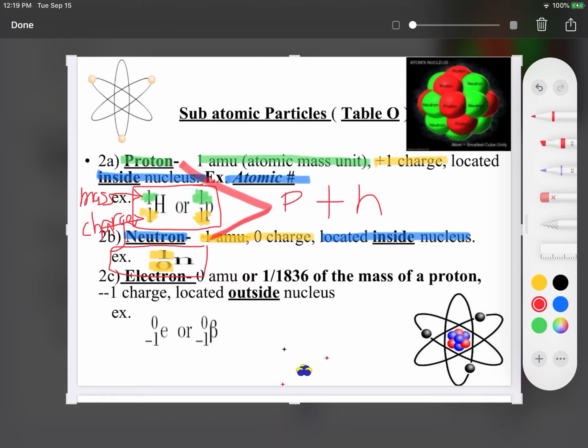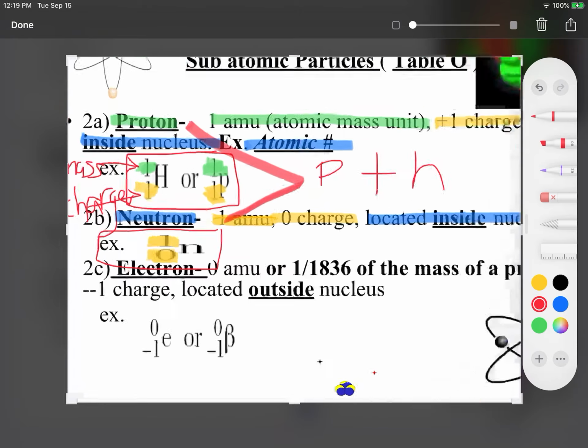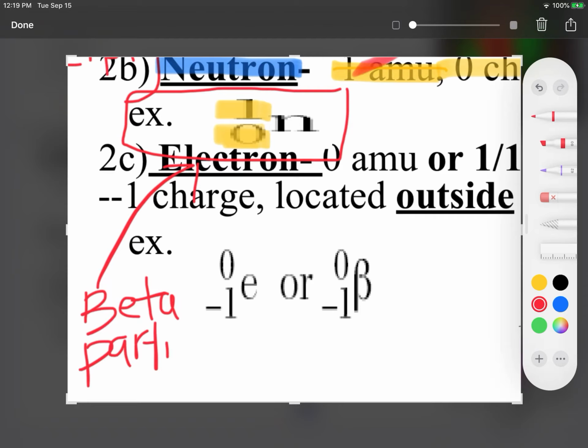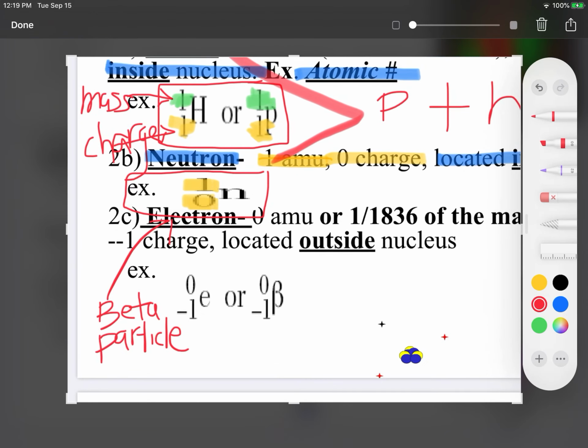The only subatomic particle that's located outside the nucleus is the electron. Well, if we go to Table O here, for the electron it says beta particle. So you're not going to see the word electron there. You're going to see the word beta particle. It means the same thing. Okay? So now it asks you what's the mass? Well, it tells you the mass is 0. We know that because if you look at the top here, the mass is 0.